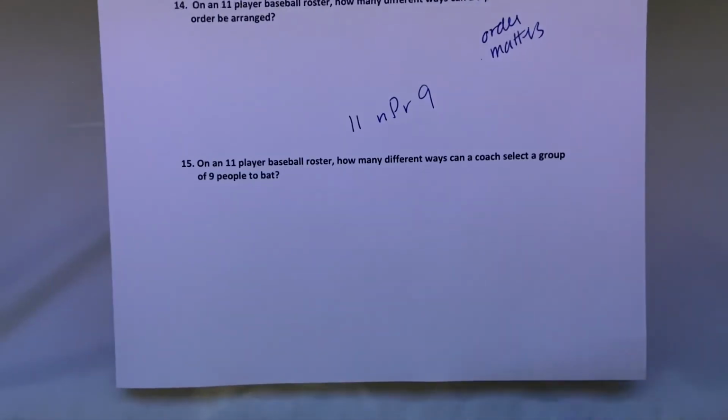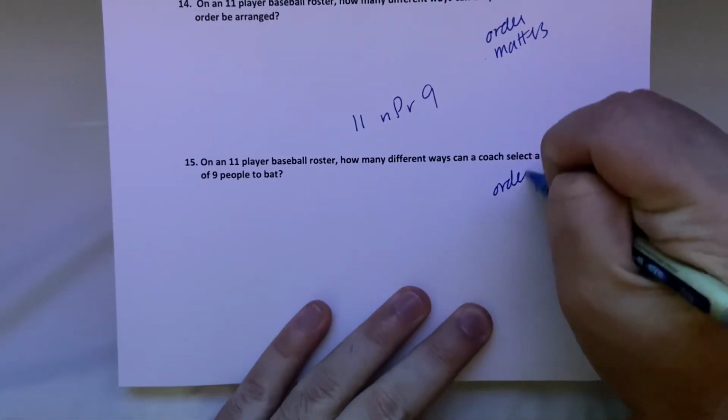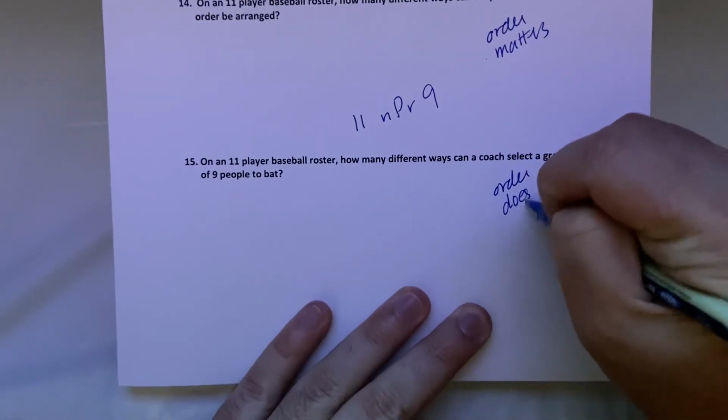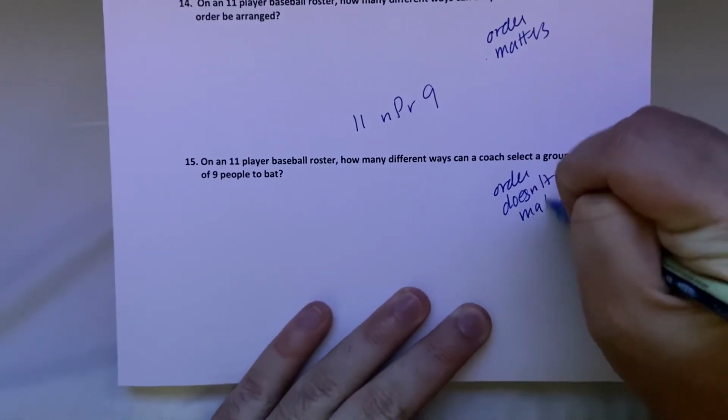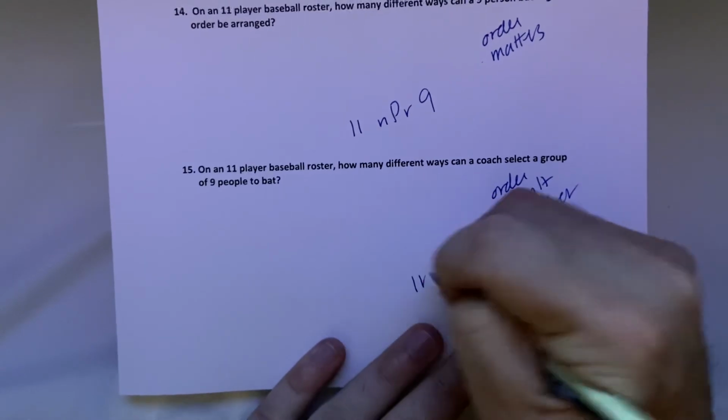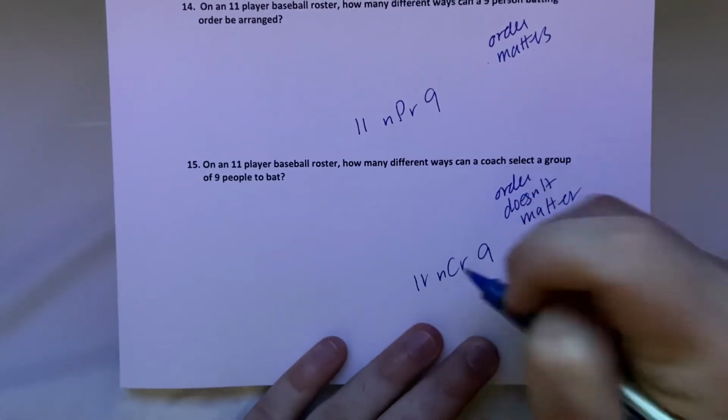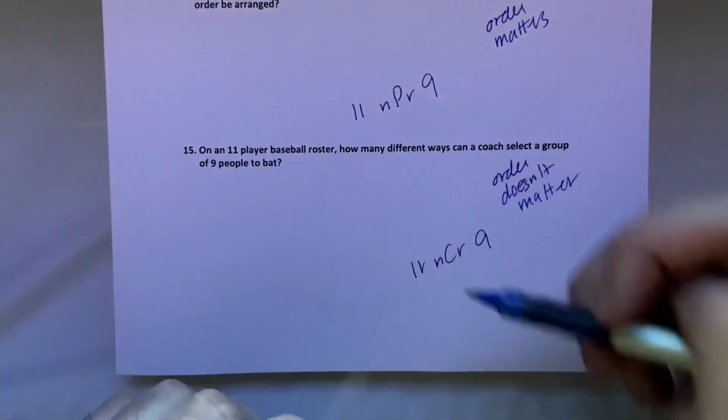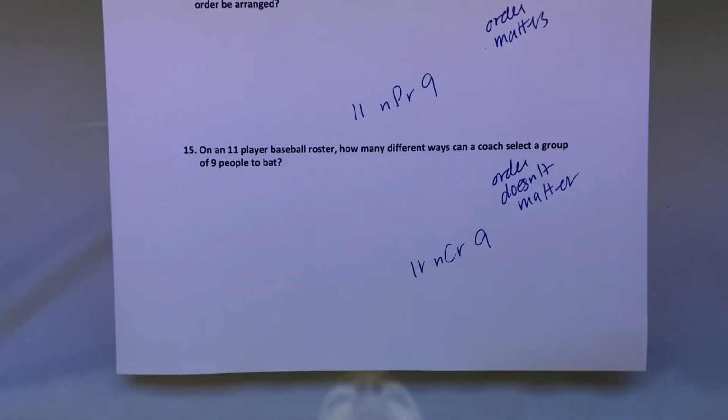Now, on an 11-person baseball roster, how many different ways can a coach select a group of 9 people to bat? Here, if it's just the group to bat, order doesn't matter because it's not putting them in order. So it's 11 nCr 9. And that's a huge difference between those two in terms of number. And that's really all there is in 9.2. 9.3 is the word problems that go with this.